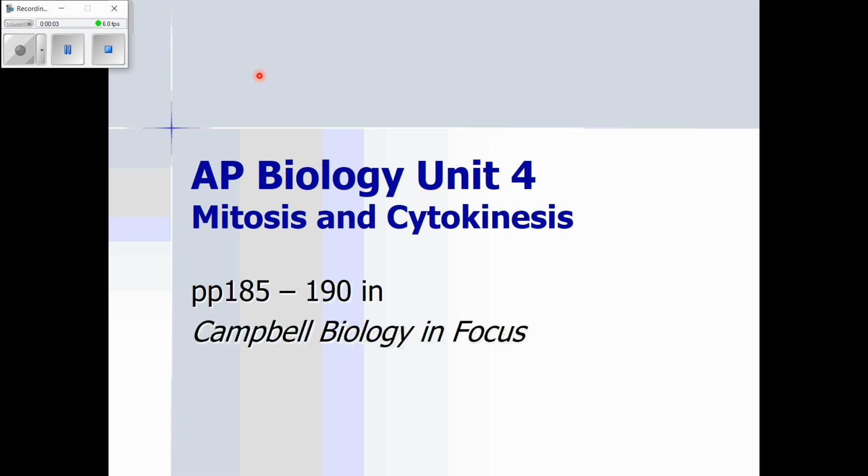So we are back with the second lesson in Unit 4. Today's topic is mitosis and cytokinesis. I mentioned both of those in the previous lesson, but we're really going to zoom in on exactly what happens during each phase of mitosis. And also we'll take a closer look at the process of cytokinesis, the actual physical splitting of a cell to make two cells. I'll be discussing content that is covered on pages 185 to 190 in the Campbell Biology in Focus textbook.